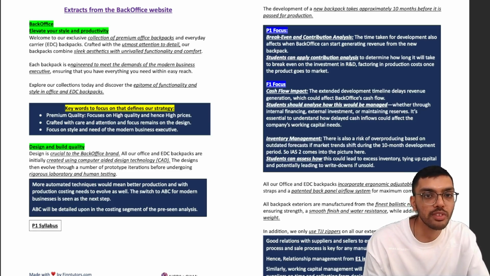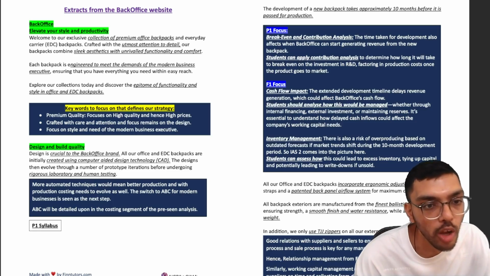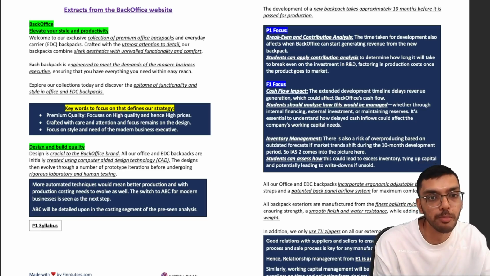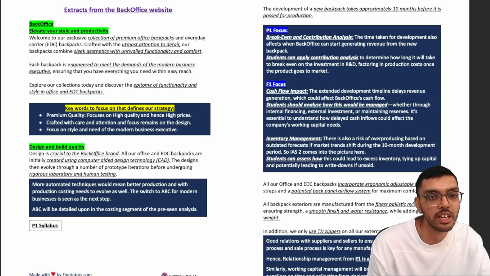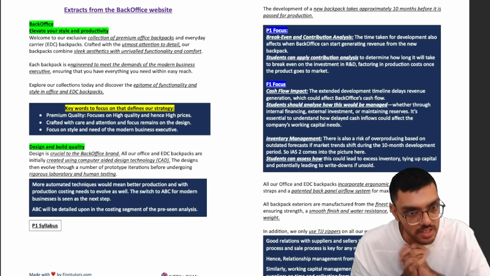All of our office and EDC backpacks are initially created using CAD, computer aided design technology. The design then evolves through a number of prototype iterations before undergoing rigorous laboratory and human testing. So first the design, then it's heavily tested.